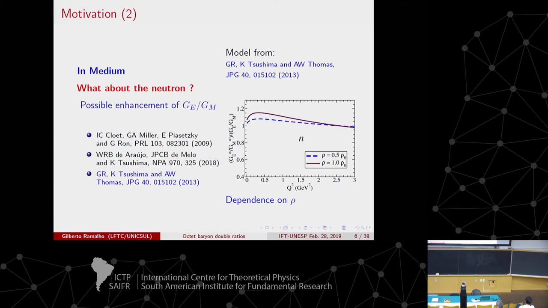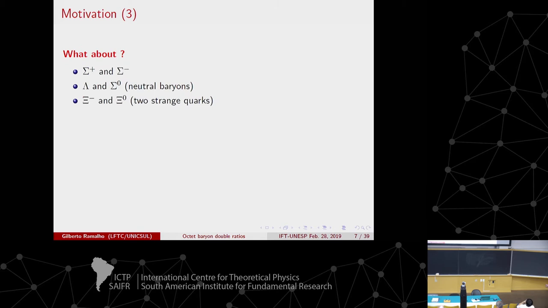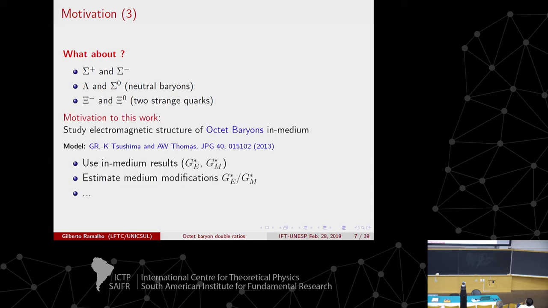We can go on and ask, what about the neutron? Can we also measure the effect on G_E over G_M for the neutron? There are no results until now, but the calculations suggest that G_E over G_M should be enhanced in a medium. Here I'm showing an example where the results are larger than one, which means that, in principle, we expect an enhancement of G_E over G_M. We can go on and think about other baryons like sigma plus, sigma minus, lambda and sigma zero, neutral particles, and even the cascades. So that's the main motivation for this work: the study of the electromagnetic structure of octet baryons in medium.